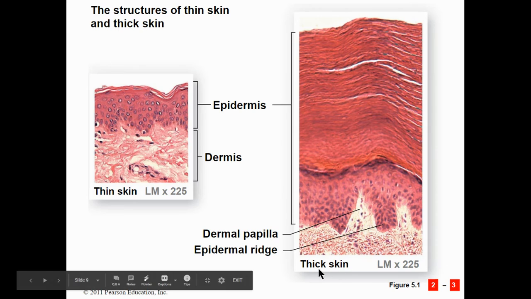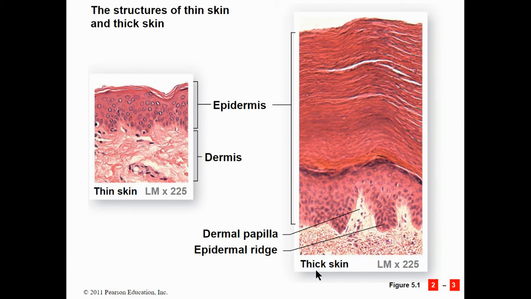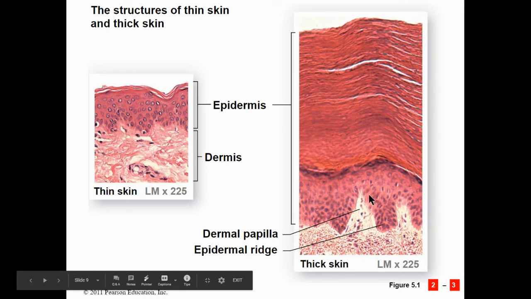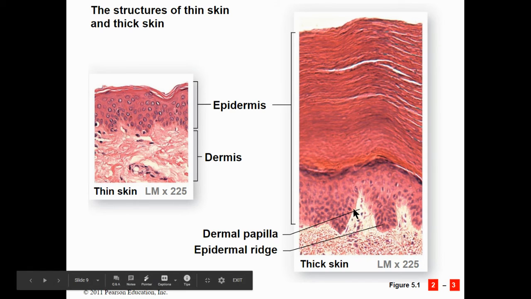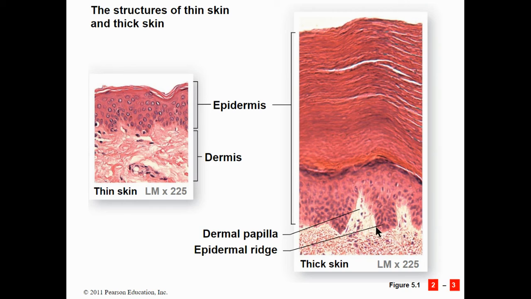And then over here with your thick skin, again, on the palms of your hands or the soles of your feet, you can see the epidermal ridge here. So this bottom layer is the epidermal ridge. And then the dermal papilla is the connecting piece in the dermis. So this is the dermal papilla, this is the dermal papilla, this is the epidermal ridge, epidermal ridge.